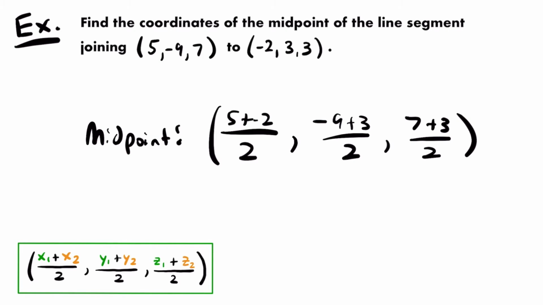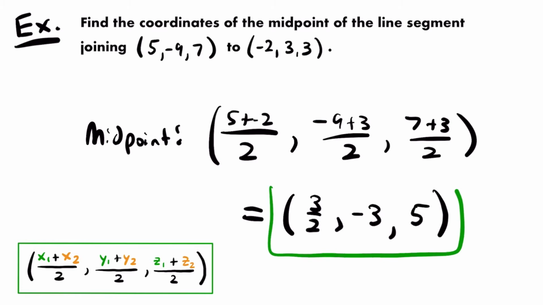Okay, now if we simplify, this will be equal to 5 plus -2 divided by 2. 5 plus -2 is 3, divided by 2 is just 3 halves, so we'll leave it like that. Then we have -9 plus 3, which is -6, divided by 2. That gives us -3. And then 7 plus 3 is 10, divided by 2 is 5. So our z-coordinate is 5. And so 3 halves, -3, 5, is the midpoint of the line segment joining these 2 points together.